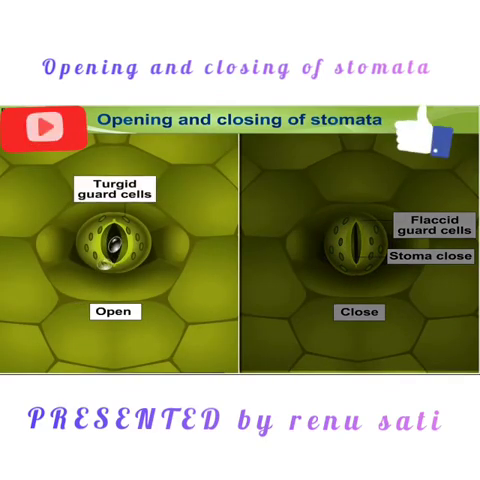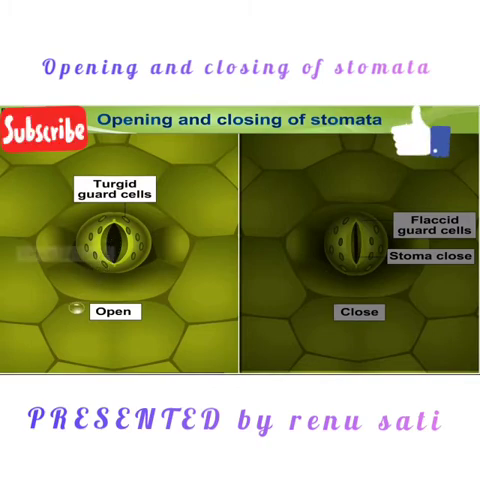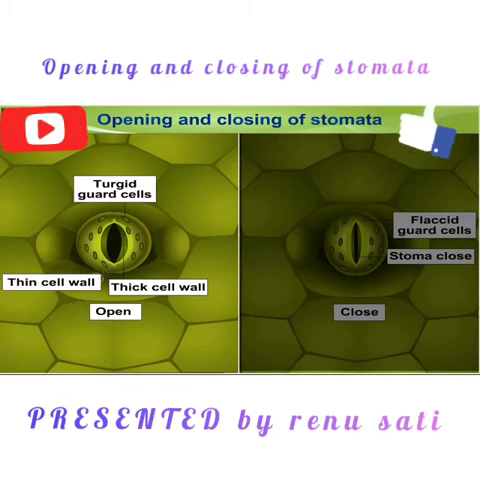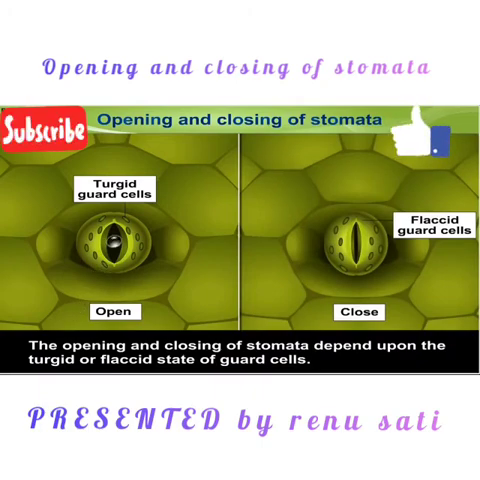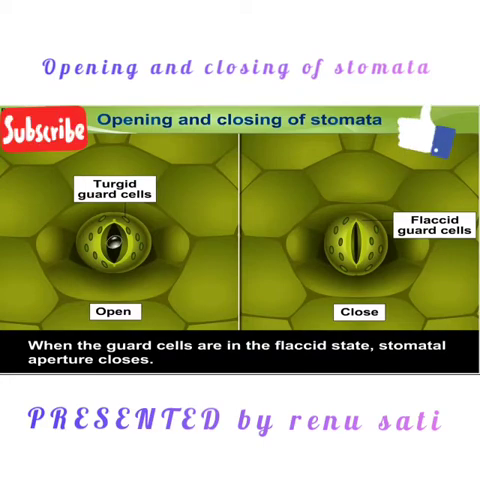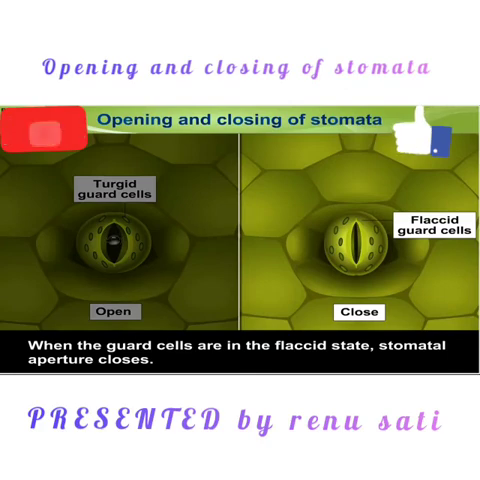The opening of the stomata is due to the turgid condition of the guard cells, while stomata are closed when the guard cells are in the flaccid condition. The opening is because of the thin and thick wall condition of the guard cells and totally depends on the turgid or flaccid state of the guard cells. When the guard cells are in the flaccid state, the stomatal aperture closes.